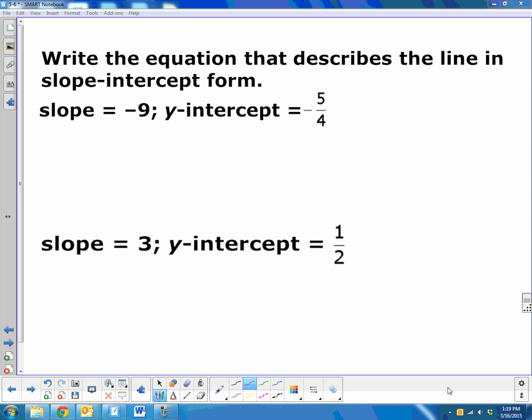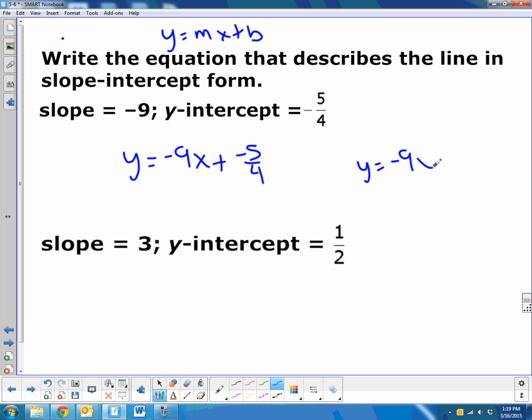I'm assuming you paused it. I'm assuming you tried it on your own. If you're writing it in that form, y equals mx plus b, where m is the slope and b is the y-intercept, it should be y equals negative 9x plus negative 5 fourths. Or you could certainly write it y equals negative 9x minus 5 fourths. Same thing. And so we got the slope, we got the y-intercept.